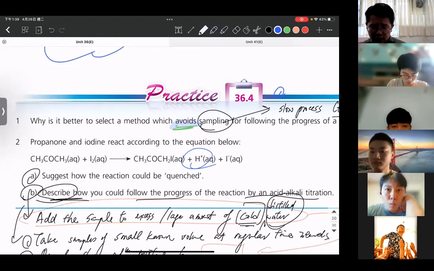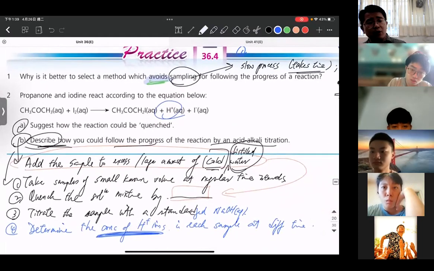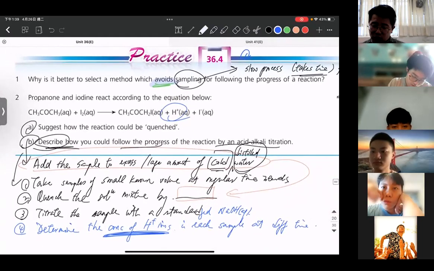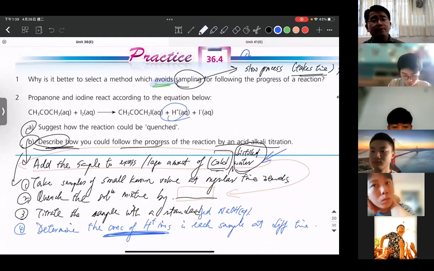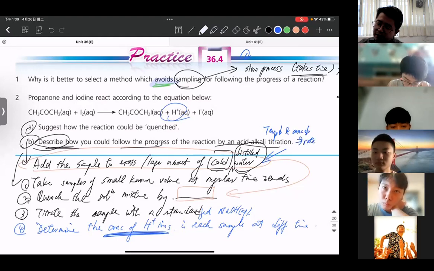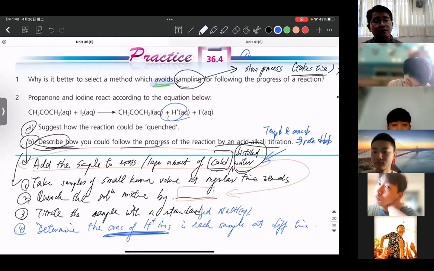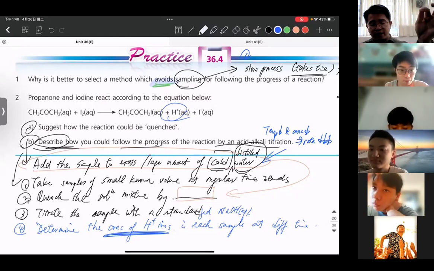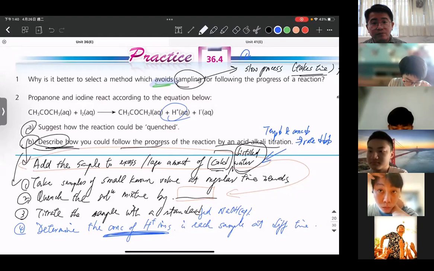So that is our first step. The first step is to add the sample to an excess or large amount of ice-cold water. Why? As said before, temperature decreases and concentration of the solution decreases. The rate will become much slower. This is our purpose. Do you understand? Second, you take a small sample to monitor how much acid has been formed.